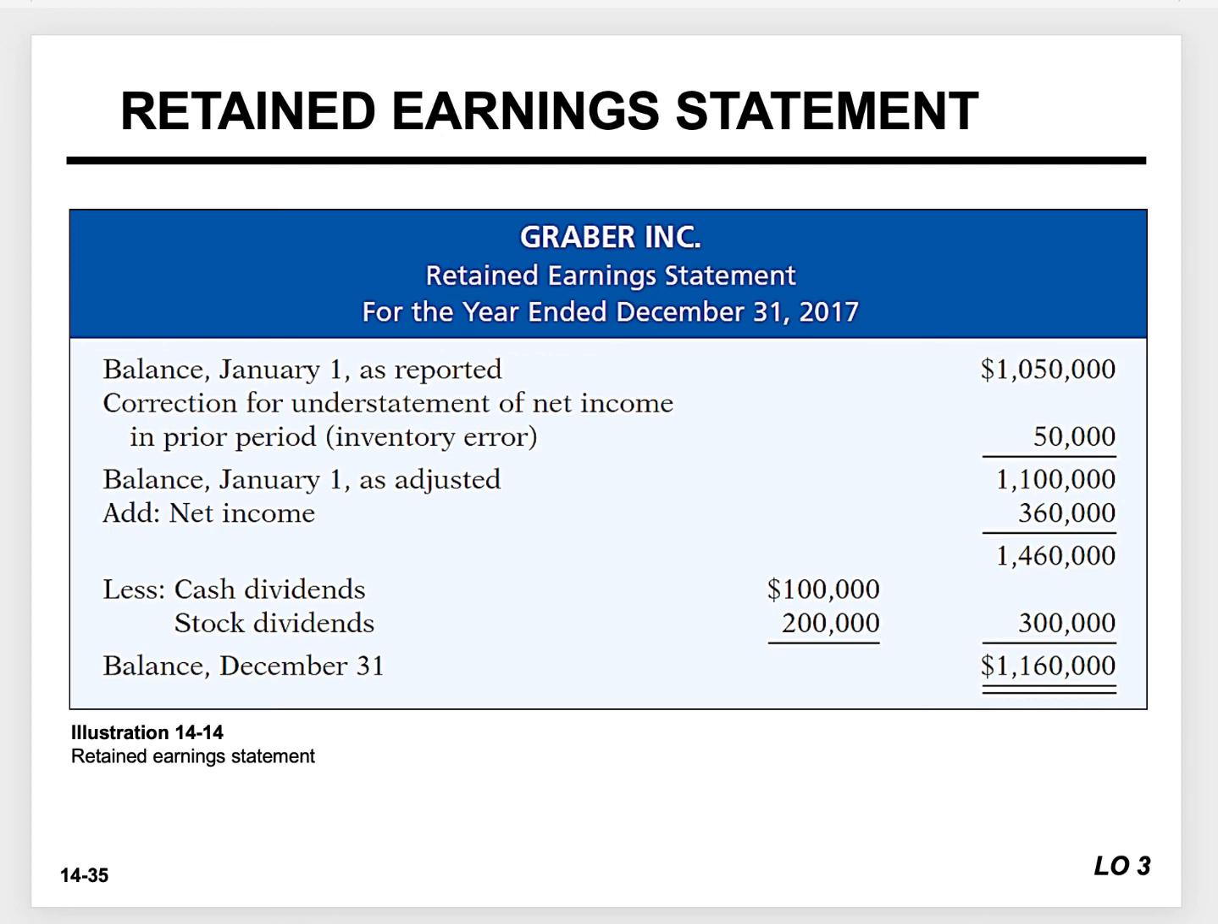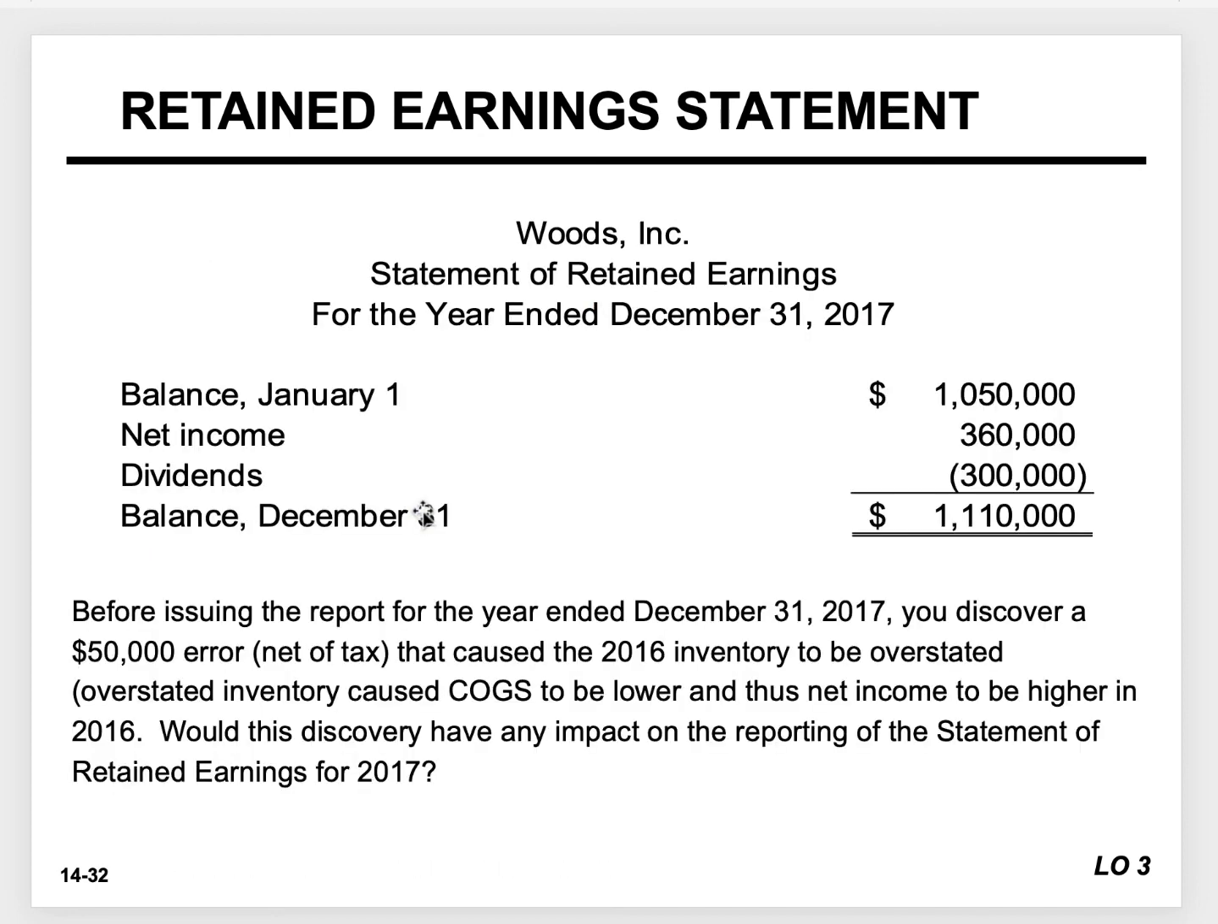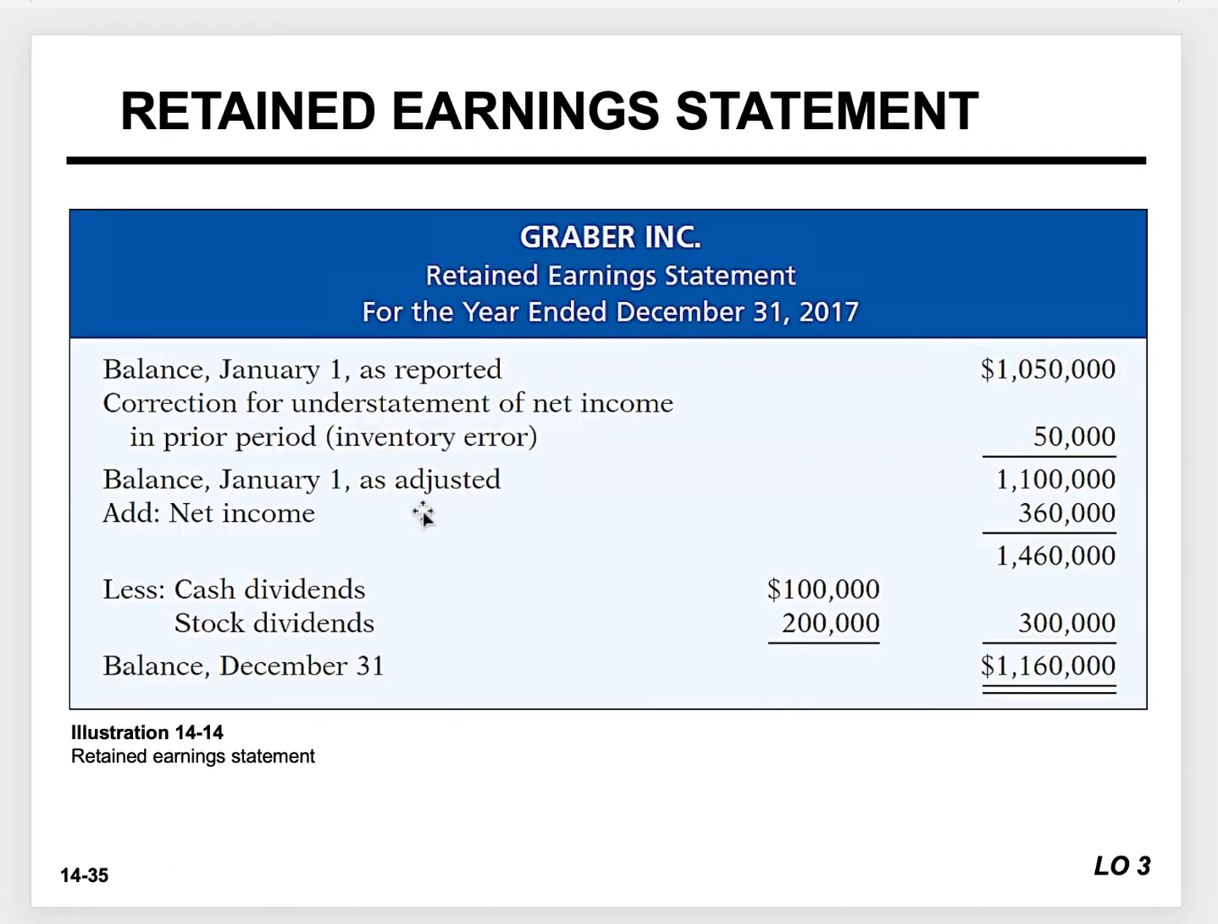$1,100. Okay? So again, going back here, we're saying that you discovered that $50,000 error. Inventory was overstated. We overstated inventory. As a result, cost of goods sold were lower. As a result, the net income to be higher in 2016 than it actually should have been. Okay?